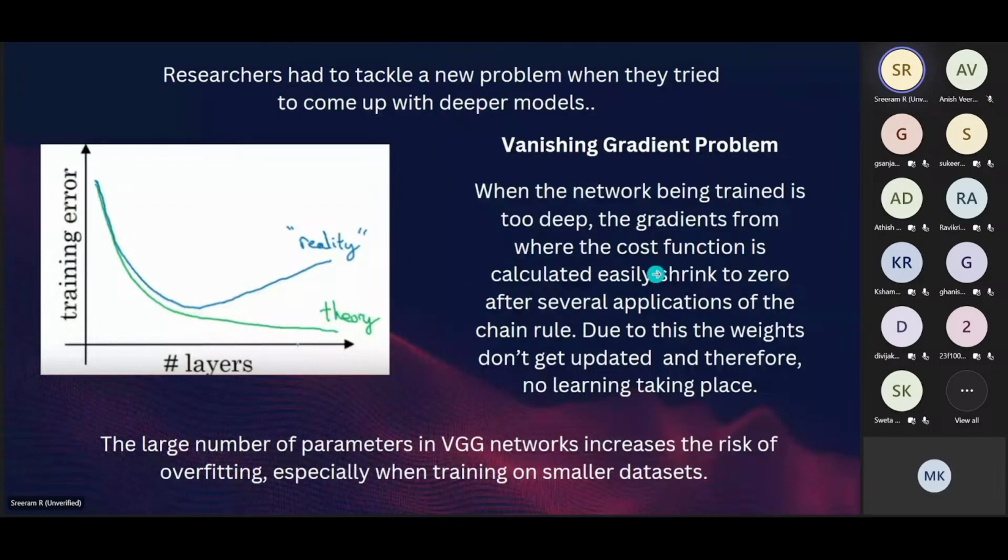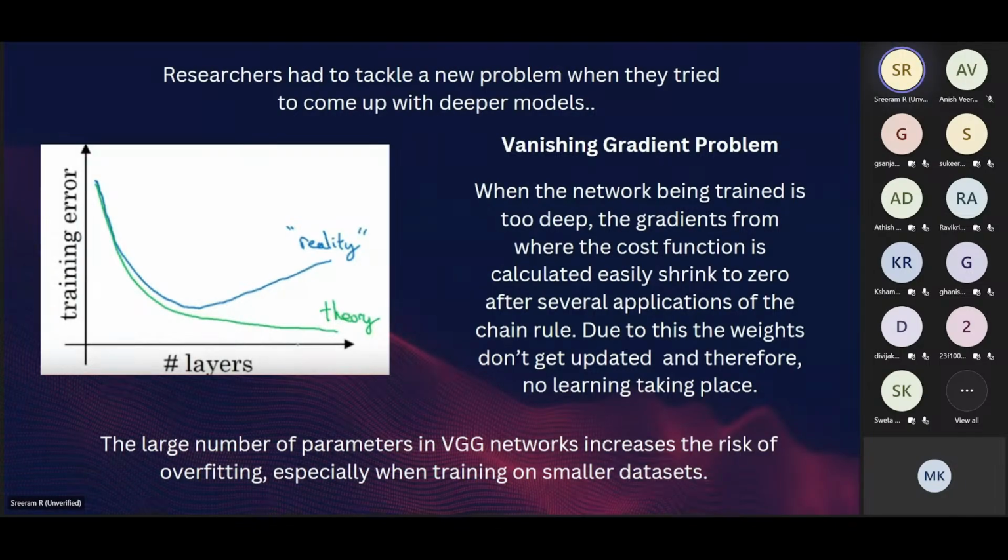This is a problem because if the gradients are shrinking to zero, then the updating of weights and bias, I mean the parameters that you will have to optimize, won't happen. They won't get updated if your gradient is shrinking to zero. That happens after several applications of the chain rule, mainly for the parameters in the initial convolution layers. Because the weights are not getting updated, no learning takes place.